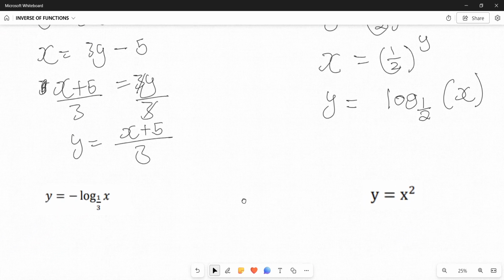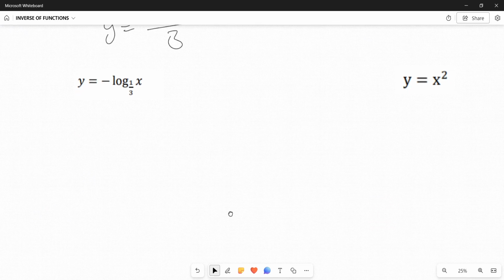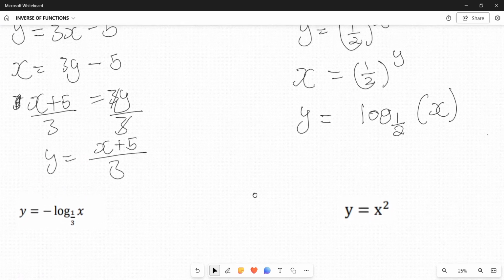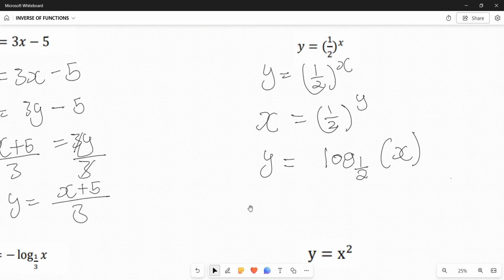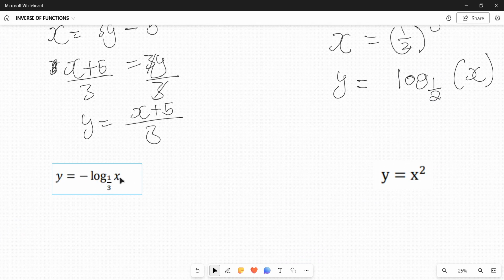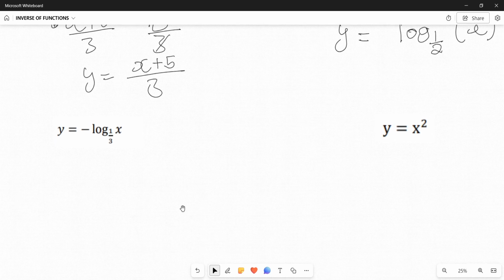Now moving on to the third one, we have the logarithmic function. So now these two, they are kind of like opposite functions. So if you want to find the inverse of an exponential function, it will give you a logarithmic function as an inverse. And for a logarithmic function, in order to find its inverse, it will give you an exponential function as the inverse.